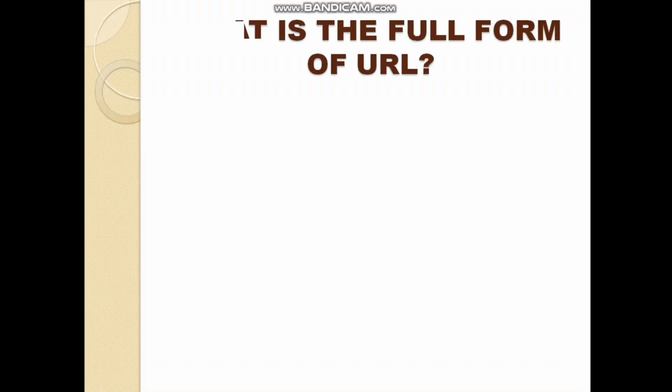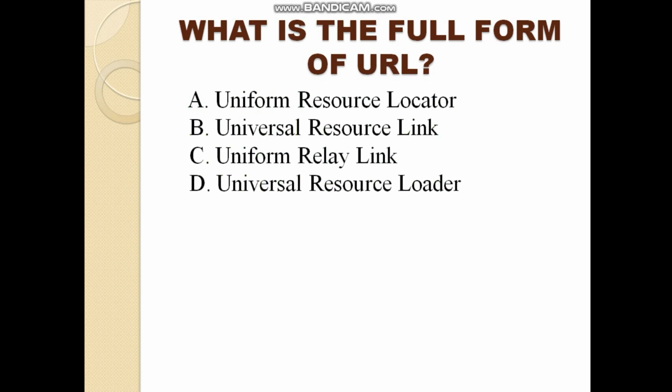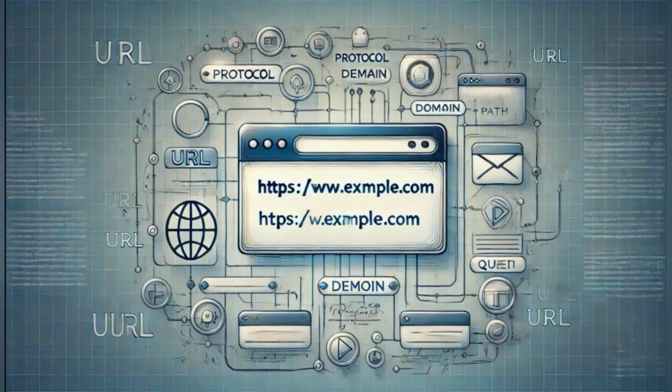What is the full form of URL? A. Uniform Resource Locator. B. Universal Resource Link. C. Universal Relay Link. D. Universal Resource Loader. Answer: A. Uniform Resource Locator. A URL specifies the address of a web page or resource on the Internet.